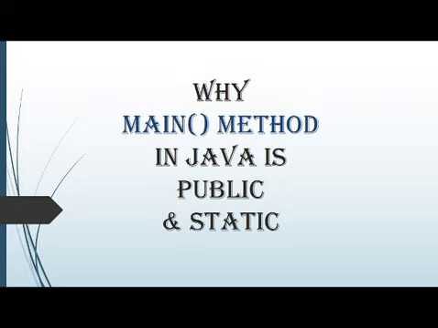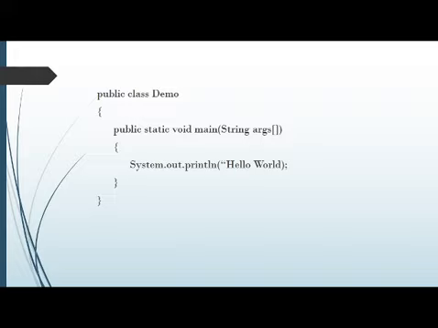So let us begin with the discussion of why we have public and static keywords in main function of any Java program. If you look at a Java program, a general Java program has a class, then it has a main function, and the logic that you want to execute is to be written inside a main function.